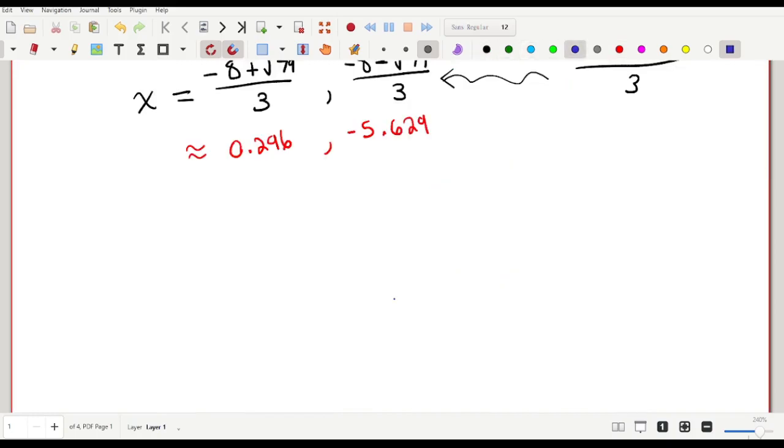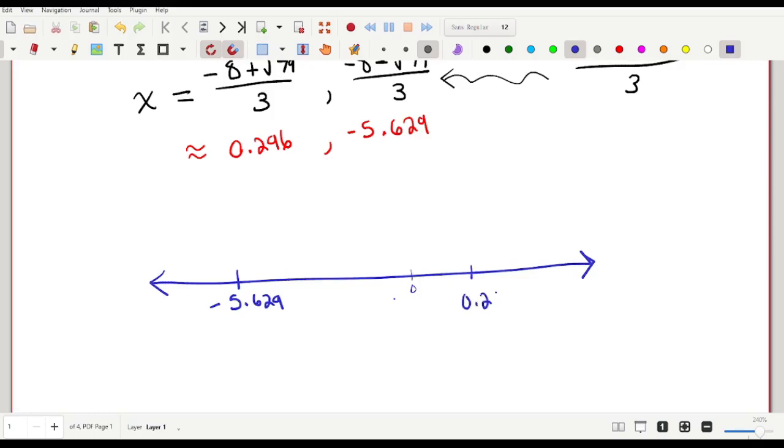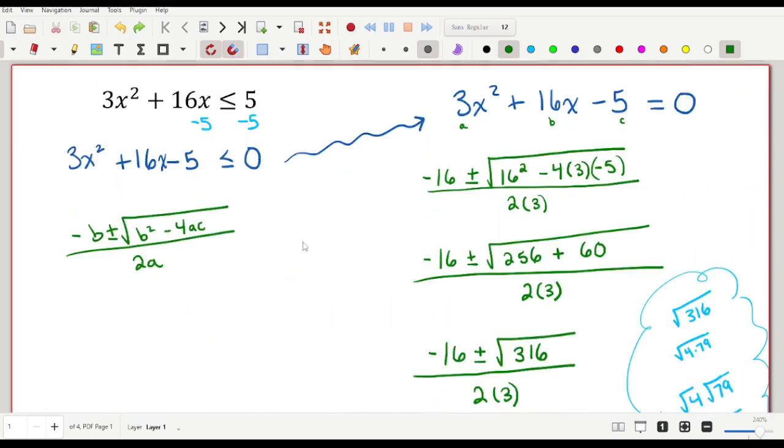So now let's draw a number line. Boom. I have -5.629 over here. I have a 0, I just usually like to mark my 0 so I know that I'm on a number line. Then I have 0.296 over here. Now what I'm going to do is insert 3 test values into these intervals, and I'm going to check for any number in between here: is this equation true for those numbers?